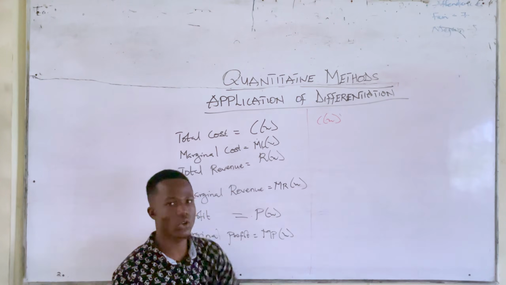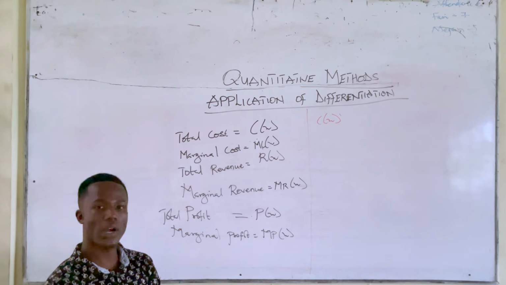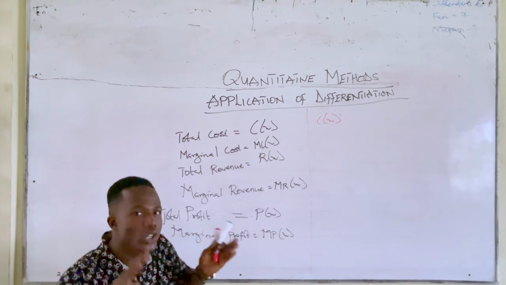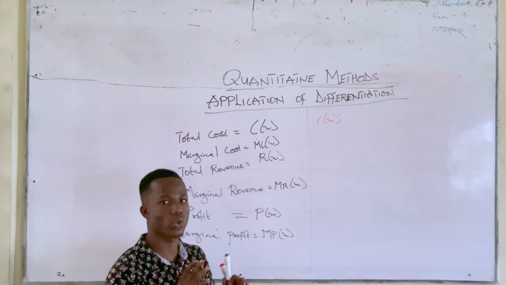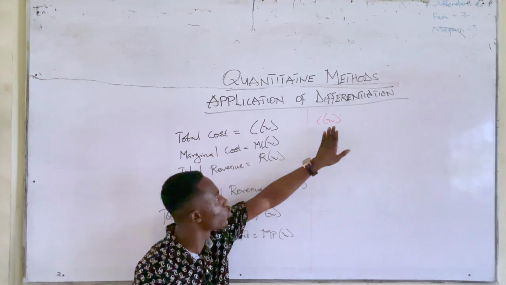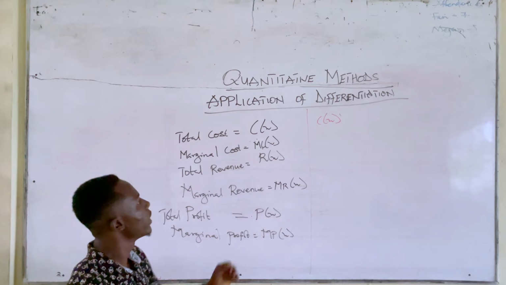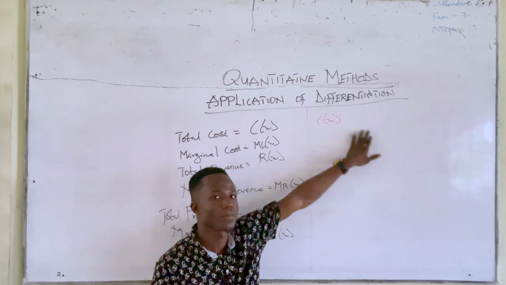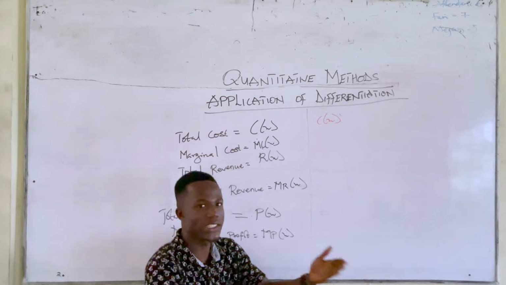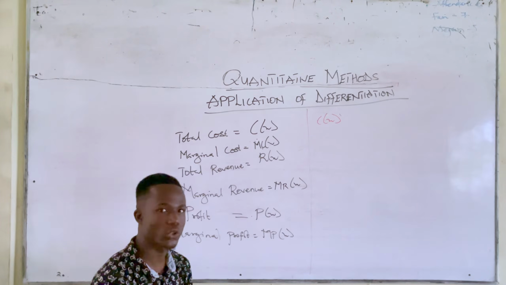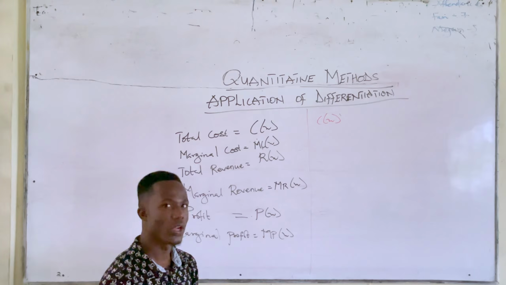Whenever you see total cost like this, you have to differentiate total cost to get marginal cost. We don't differentiate marginal cost to get total cost. You differentiate total cost to get marginal cost. I hope you get that. When you get marginal cost, it is just like getting dy dx. And when you get dy dx and you want to get your point, you equate it to 0. So it's the same thing.